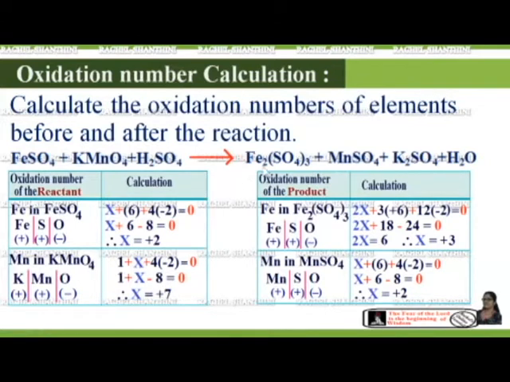Coming to the product side, first let us find out the oxidation number of Fe in Fe2(SO4)3.